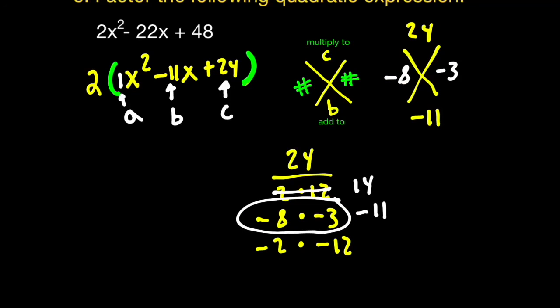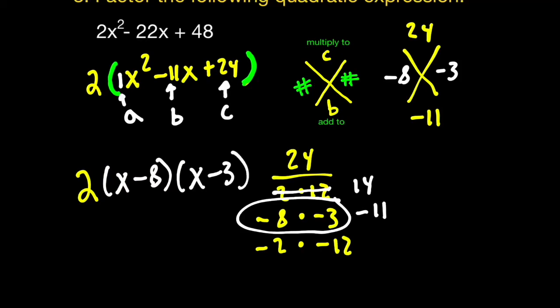To finish the factorization, we need to rewrite the trinomial as the product of x minus 8 and x minus 3. We cannot forget to include that 2 since that's what we originally factored. So we're going to write this as 2 multiplied by x minus 8 multiplied by x minus 3. And that would be the final factorization.